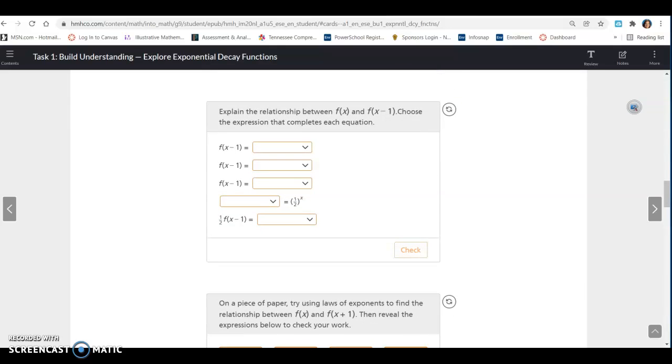Alright, explain the relationship between f of x and f of x minus 1. Choose the expression that completes each equation. Alright, so f of x minus 1 is going to be 1/2 to the x minus 1 power. Remember, when this is in parentheses, that's affecting your h value. And if it were outside the parentheses, it would affect the k value. Your h value in this case is the exponent part. All right, so then we have f of x minus 1 equals.